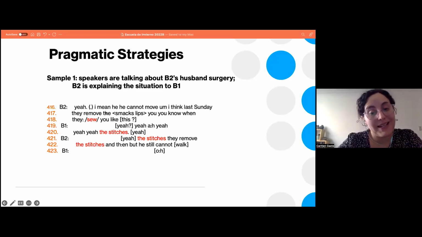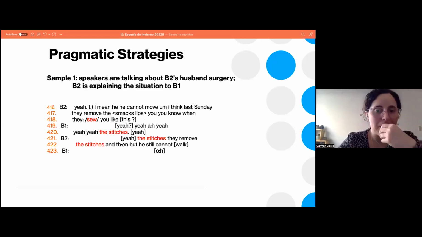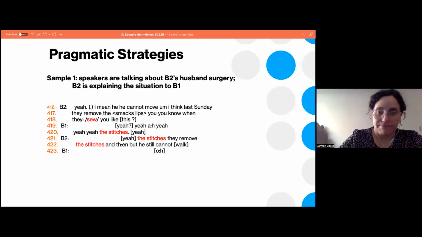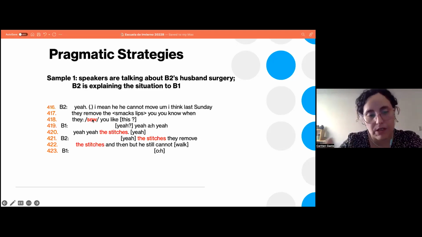So B2 says, "Yeah, I mean, he cannot move. I think last Sunday they removed the smack slips," meaning that she does something like that, right? Perhaps to gain time to think about the next part of her discourse. The slash here indicates a problem in the pronunciation, a deviation from the standard pronunciation. Like this. And she makes the gesture. B1 says, "Yeah?" with rising intonation, perhaps indicating insecurity regarding the message. "Yeah, there's teachers, yeah." That is what B1 says. This is the way it was pronounced, as far as I remember, and it becomes "the teachers." And then B2 does the following. She says, "The teachers. Yeah, the teachers. They remove the teachers. Then, but he still cannot walk."